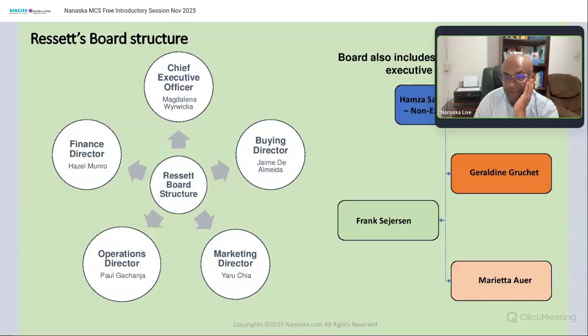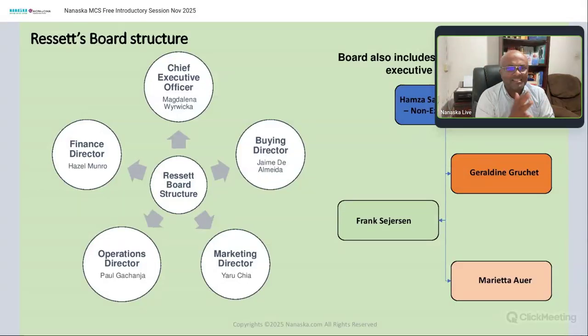We have a very nice board of directors. You can see the slide. We have a chief executive officer who is separate from the chairman. We have a separate non-executive chairman. Hamza Salim is our non-executive chairman. Then we have a CEO, and for corporate governance, we have executive directors for finance, operations, marketing, and buying. We have 3 non-executive directors available.